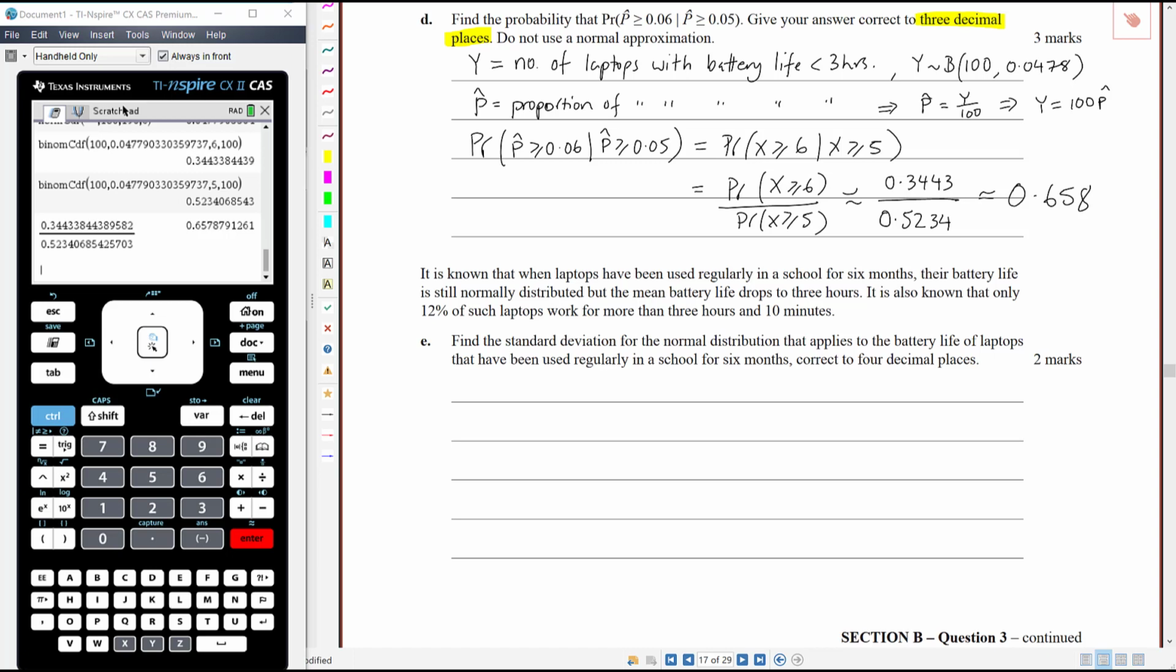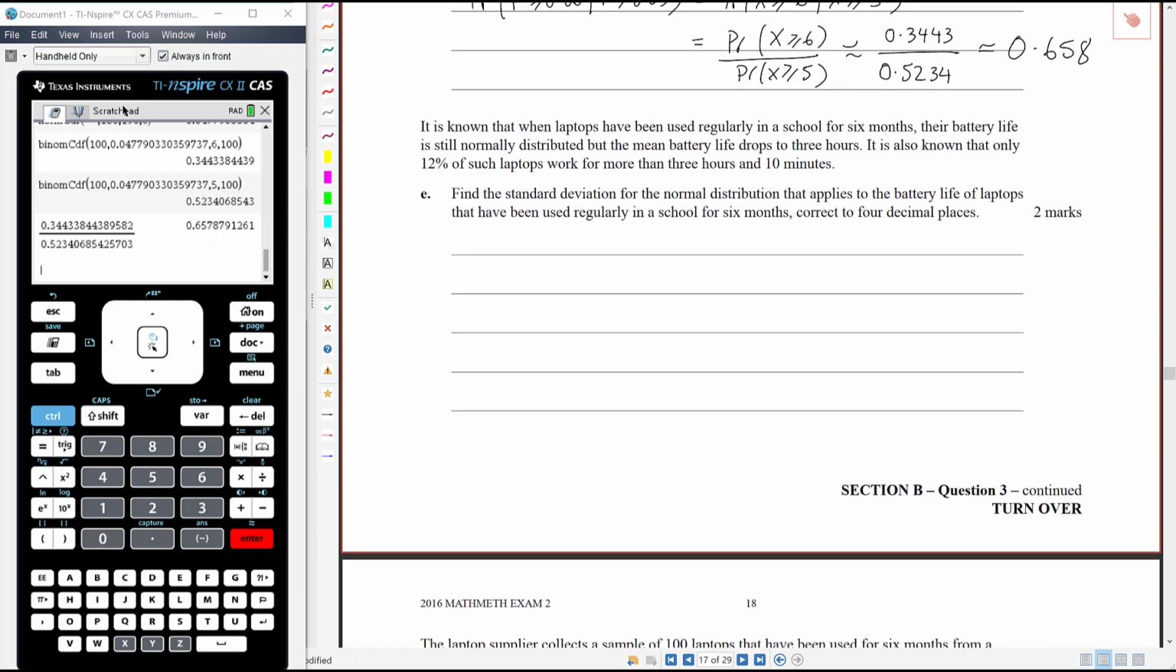Okay, it's known that when laptops have been used regularly in a school for 6 months, their battery life is still normally distributed, but the mean battery life drops to 3 hours. So remember it was 3 hours and 10 minutes earlier. It's also known that only 12% of such laptops work for more than 3 hours and 10 minutes. Find the standard deviation for the normal distribution that applies to the battery life of the laptops that have been used regularly in the school for 6 months.